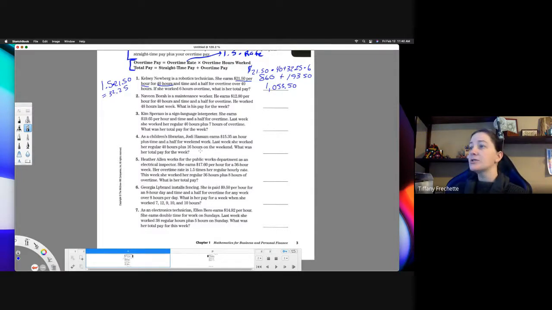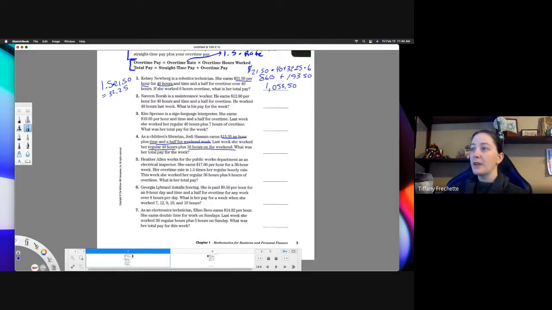So as a children's librarian, Jody Hassam earns $15.35 an hour. So we know how much she earns per hour. And plus time and a half for weekend work. So they're telling us when to apply the time and a half. Last week she worked 40 regular hours. So regular hours is 40 hours plus 16 hours on the weekend.